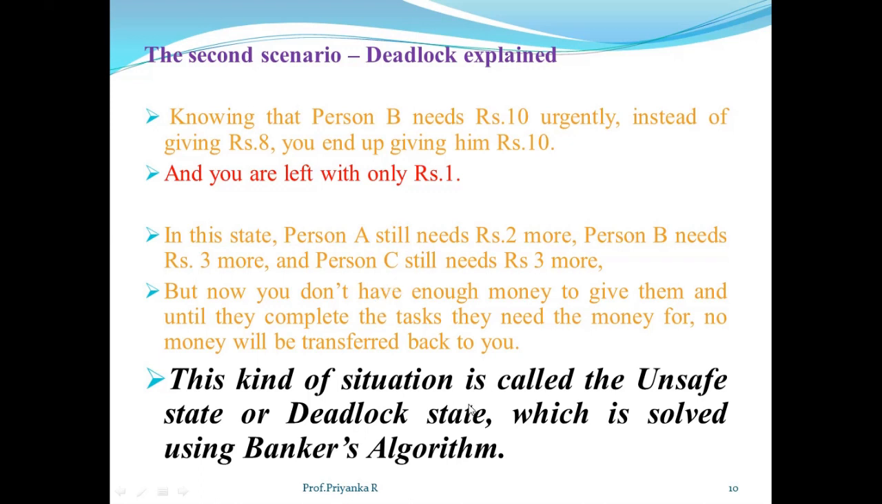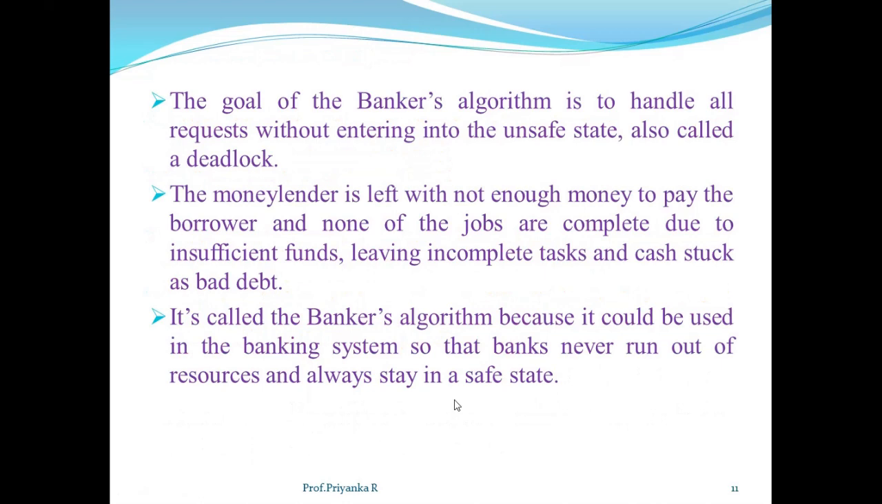This situation is called an unsafe state or deadlock state, which is solved using Banker's algorithm. The goal of Banker's algorithm is to handle all requests without entering into the unsafe state, also called a deadlock state. The money lender is left with not enough money to pay the borrower, and none of the jobs are complete due to insufficient funds. It's called Banker's algorithm because it can be used in banking systems so that banks never run out of resources and always stay in a safe state.